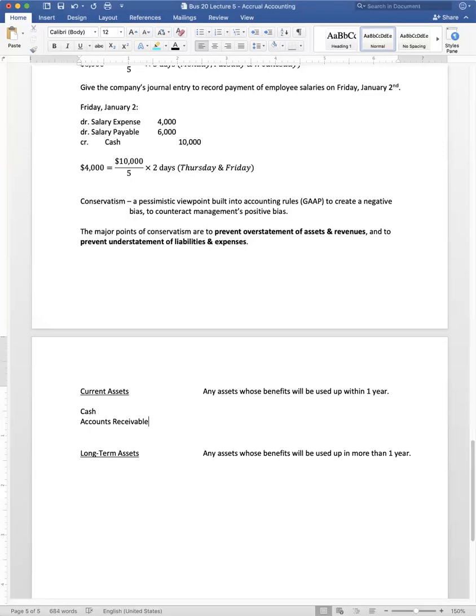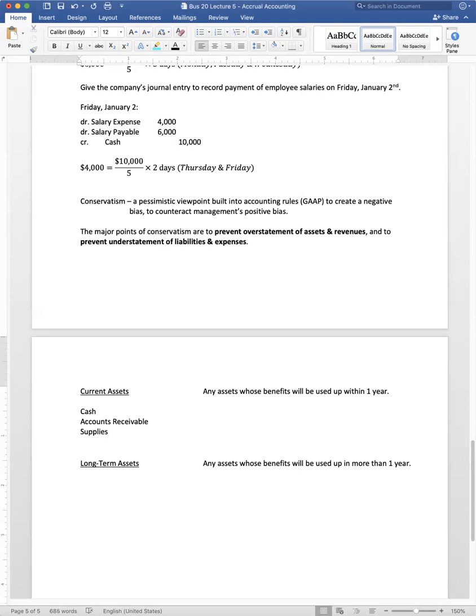That's another example of a current asset, right? Because we have these customers who owe us money. Are you going to wait more than a year for your customer to pay you? Probably not, right? So accounts receivable, we're going to expect to collect those well within 1 year.